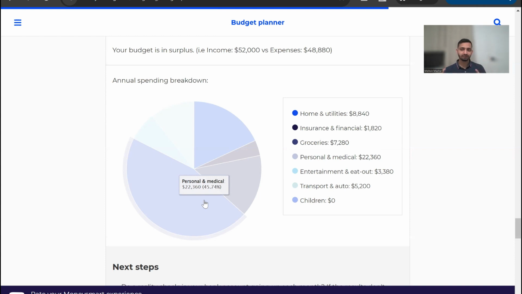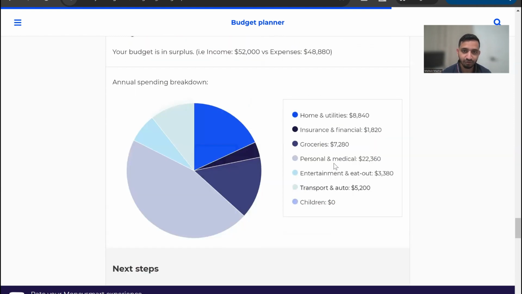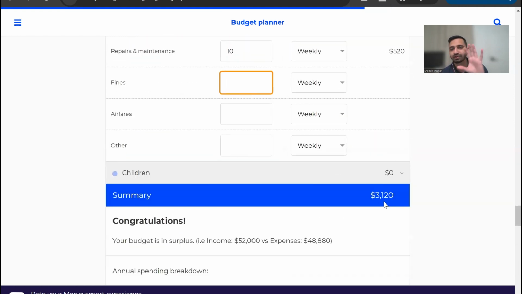So that's why people think that if you come to Australia, you can afford your living. It's not that easy. So you can see at the moment, it's giving you about 3,120. Okay.